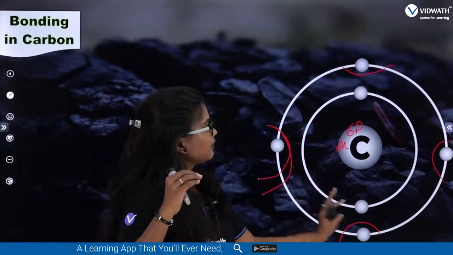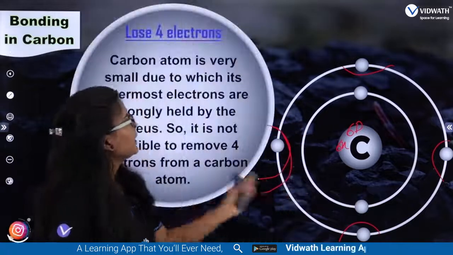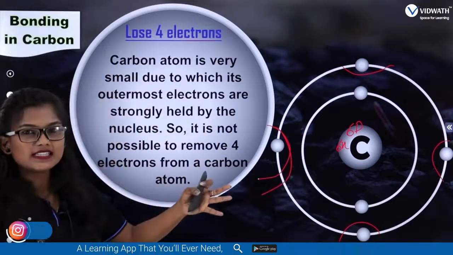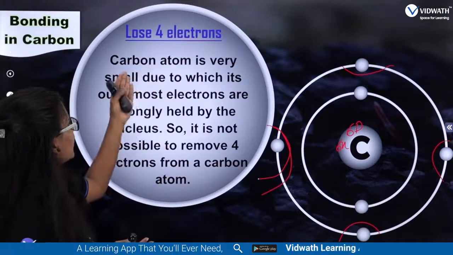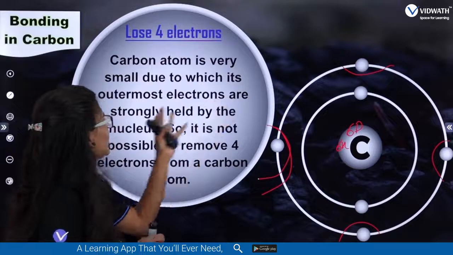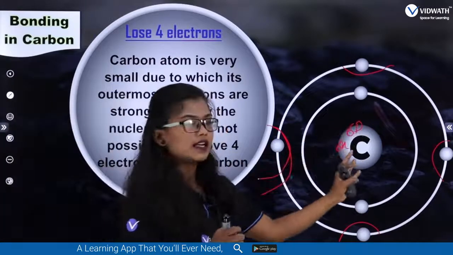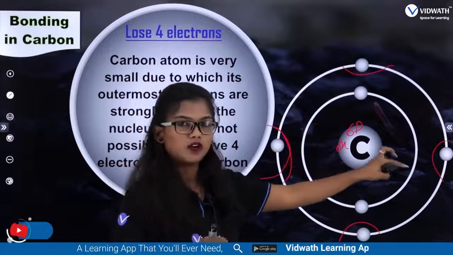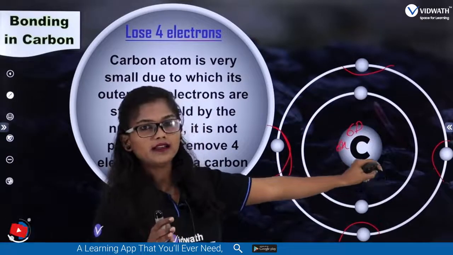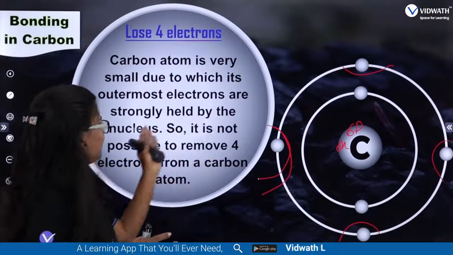So the carbon will feel it very difficult to lose its electrons. So even the losing of electrons is a very bad idea for the carbon to attain stability. What happens when it loses 4 electrons? Carbon atom is very small, due to which its outermost electrons are strongly held. The duty of the nucleus is to hold the electrons, and the carbon is of very small size, so the nucleus can hold them very tightly. Clear? And so the outermost electrons are strongly held by the nucleus.